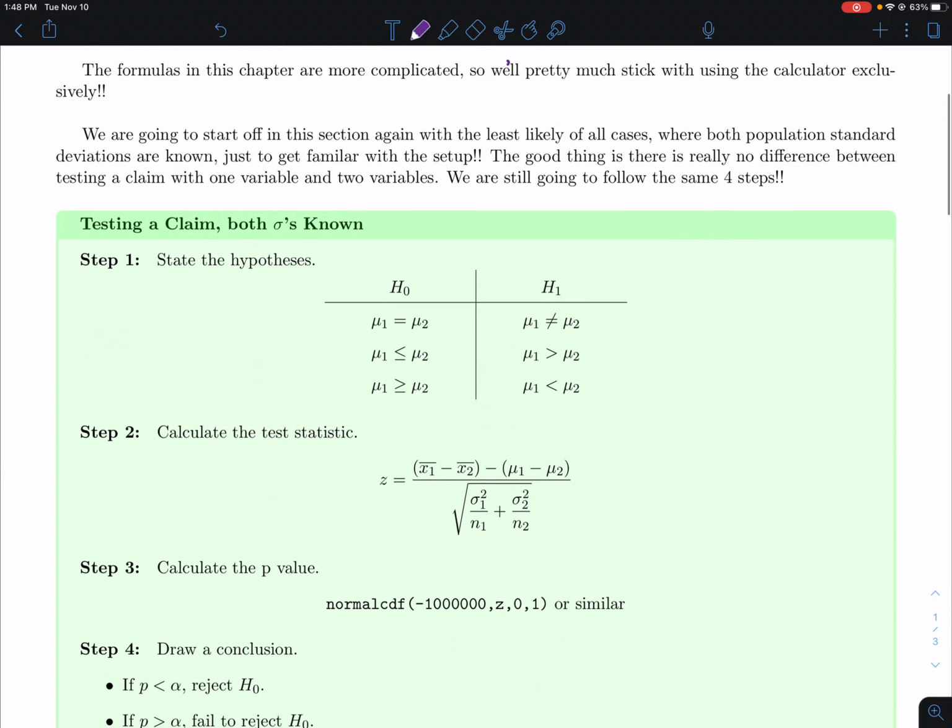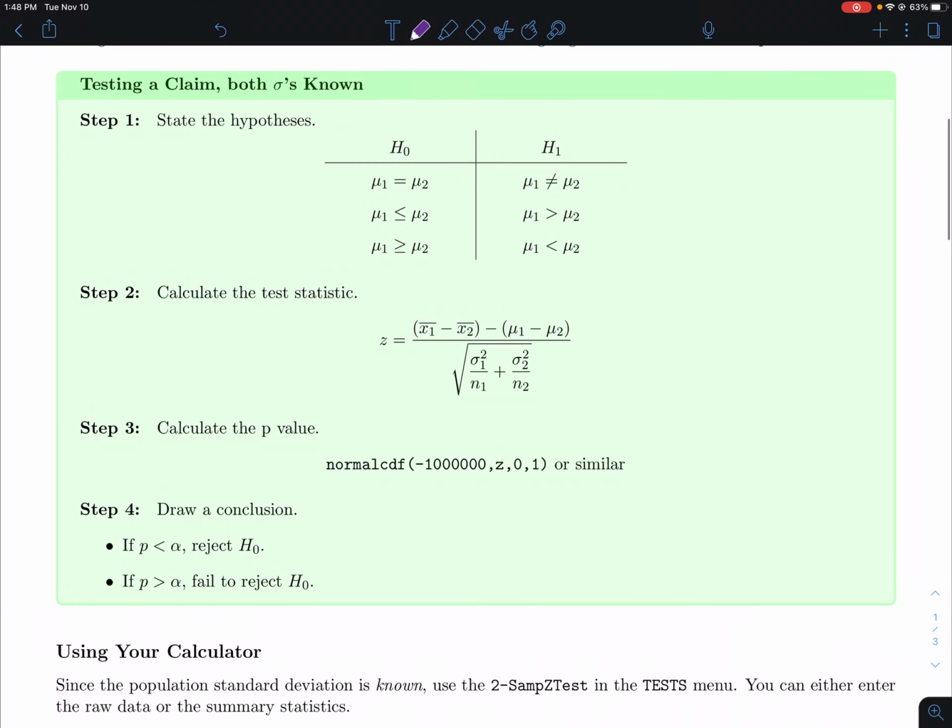So again, even though it's two variables, our claims are still going to be exactly the same, so it's going to be a four-step process just like we had before. And so again, if we look at stating the hypotheses, notice in this case, instead of having mu1 equal to some number, mu1 is always going to be related to mu2. But otherwise, everything else lines up the same. So our equals go with our not equals. Our less than or equals goes with our greater than. Our greater than or equal goes with our less than.